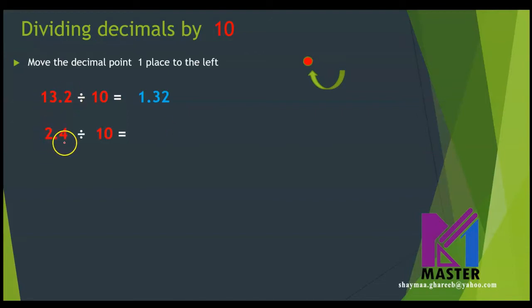Now, if I have 2.4 divided by 10, we said we're going to move the decimal point 1 place to the left. So it will be here. Can I start a number with a decimal point? No, I have to put 0 before the decimal point. So it will be 0.24 or 24 hundredths.